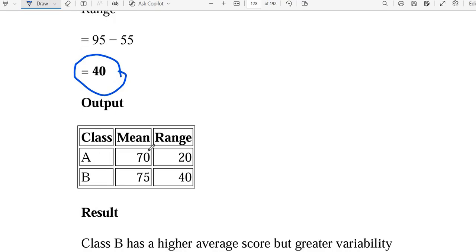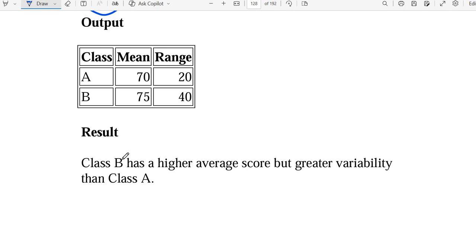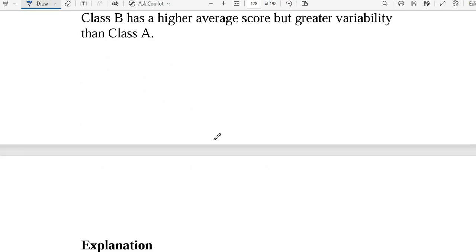Mean for class A is 70, range for class A is 20. Mean for class B is 75, range for class B is 40. So class B has a higher average score but greater variability than class A. Okay.